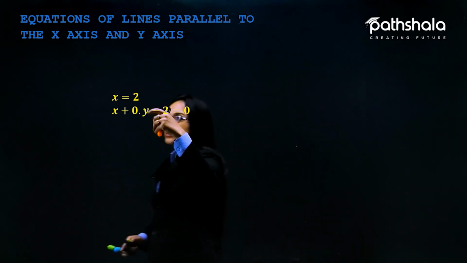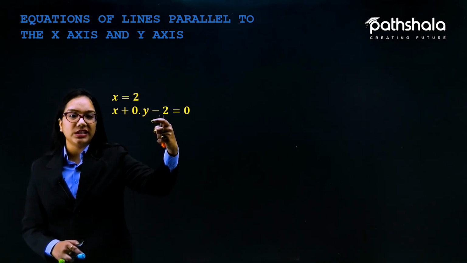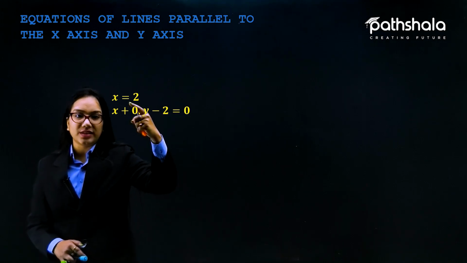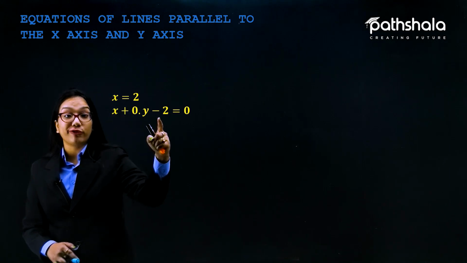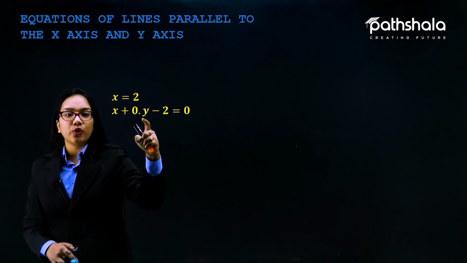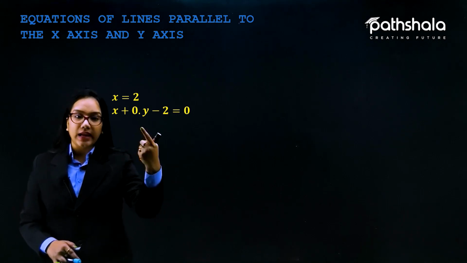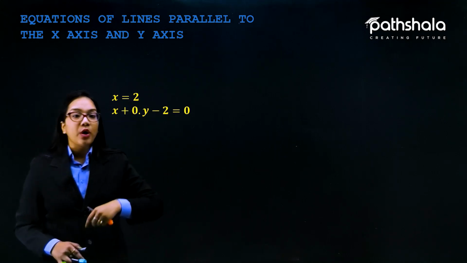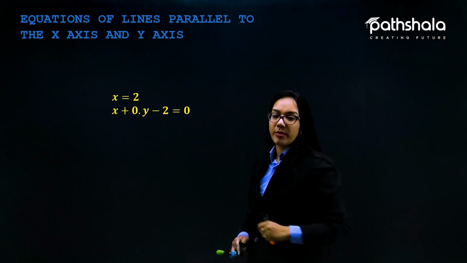We can write x is equal to 2 in this formation, x plus 0 into y minus 2 is equal to 0. As you can see, if I transpose 2 to the other side, it would be minus 2, and 0 into y is again 0, so 0 plus x is again x, and the equation would be of this form again. So always remember, any x is equal to 2 can be represented in this particular formation.